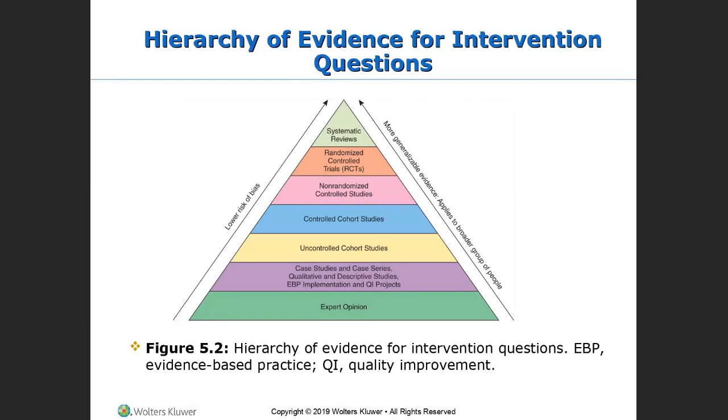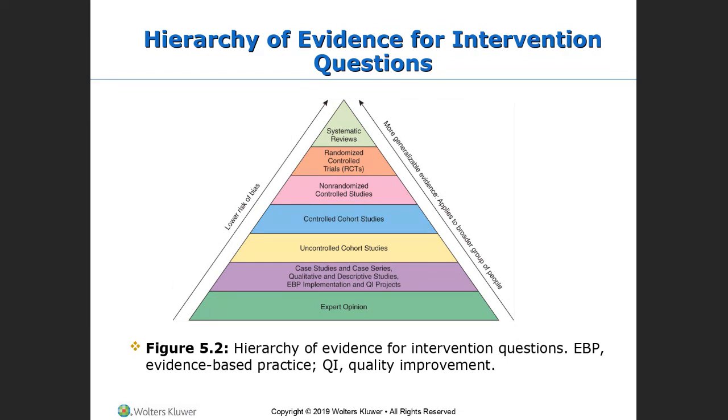And case studies, we've heard a lot about case studies over the last year because of COVID-19. When it came out, we didn't really have any idea how to treat it. But with case studies, which are more specific to one or two people, somebody was able to tell us, well, we had results with one or two things, and then that prompted further research to be done. So the next two are uncontrolled and controlled cohort studies. Those have a little bit more rigor to them.